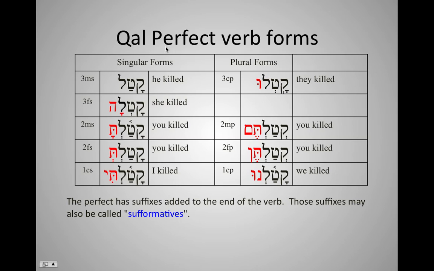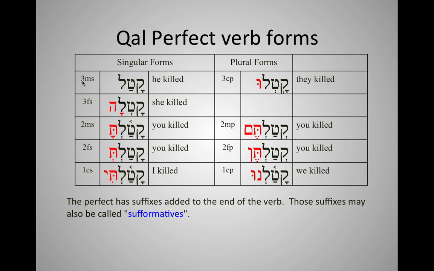And then you can see in every other form there's an ending in red. And that ending is telling us this information. It's telling us the person, gender, and number. So that's what each of these three little letters and numbers together are telling us. It's telling us those three things: person, gender, and number.